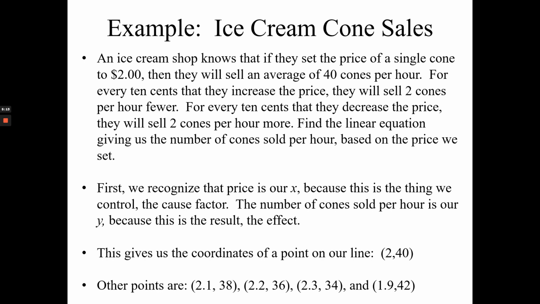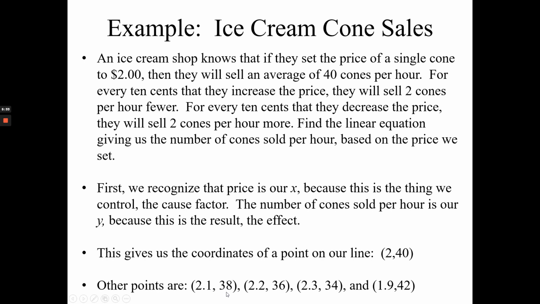So this gives us the coordinates of a point on our line. When the price is $2, they sell 40 cones per hour. So our first point on the line has coordinates (2, 40). And we know that if I increase the price by 10 cents, so if x is 2.1, then I'll sell 2 fewer cones per hour, so that's 38.